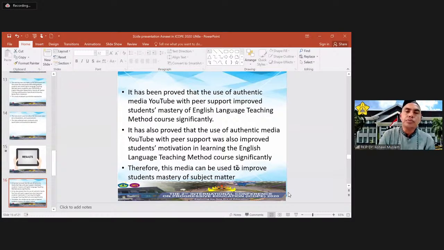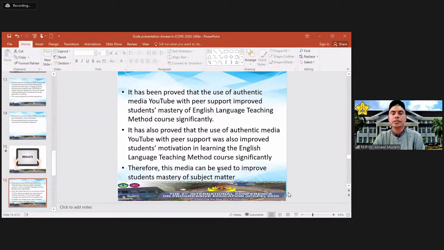It has been proved that the use of authentic media, YouTube, with peer support improves student mastery of the English language teaching course significantly. We just compared the pre-test and post-test after doing a single experiment with a single group. And the second research question has also proved that the use of authentic media, YouTube, with peer support also improved students' motivation in learning the English language teaching method significantly.